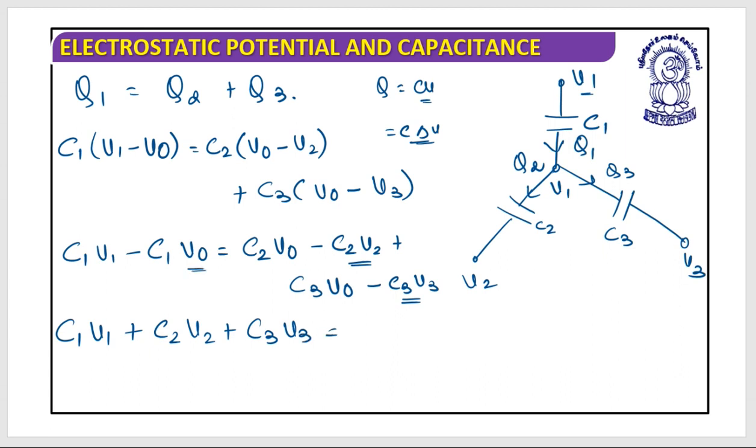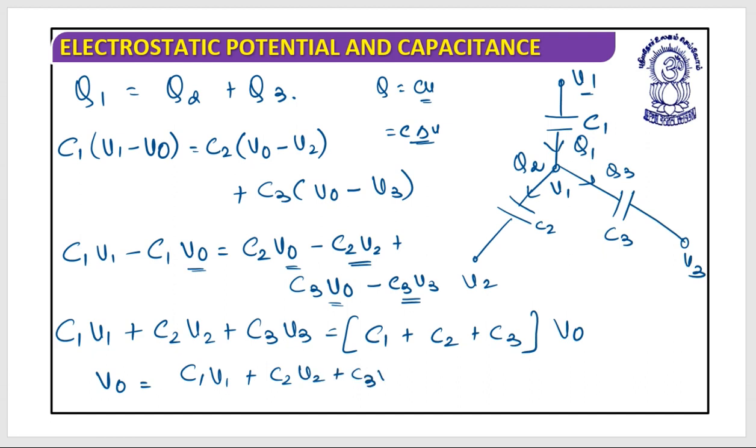And that would be equal to all the V0 terms arranged on one side. It's C1 plus C2 plus C3 multiplied by V0. So V0 should be equal to C1 V1 plus C2 V2 plus C3 V3, divided by C1 plus C2 plus C3. That's it. What was your answer? Is it the same?